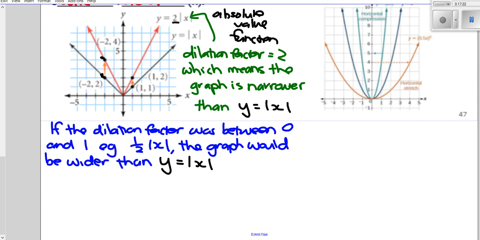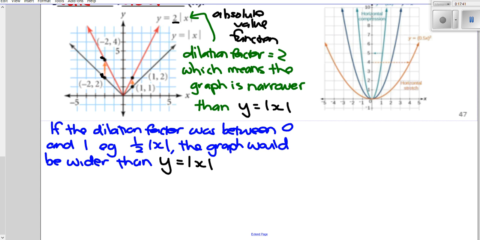So here, in this little red example, the dilation factor was 2, which means the graph became narrower because all the y values are now twice as high as they were. But if the dilation factor was a half, like they mentioned, then the graph would be wider because all the y values, the heights of each point, will be half of what they were.